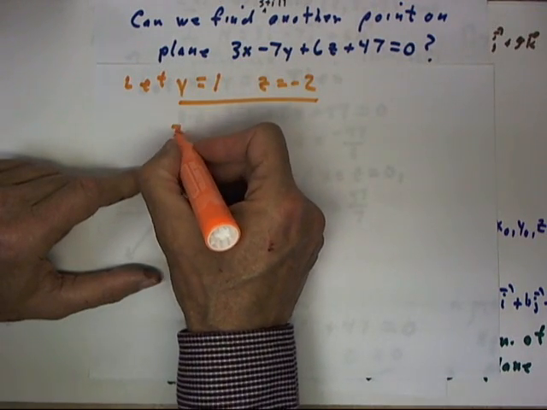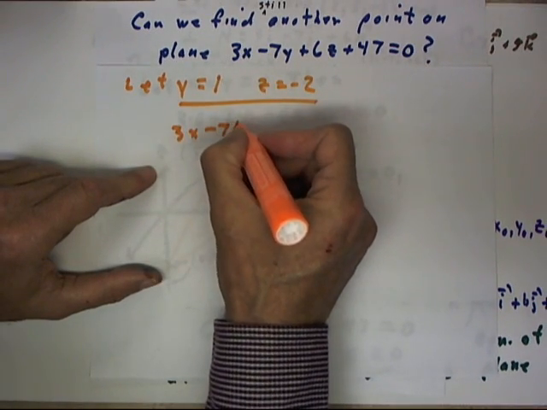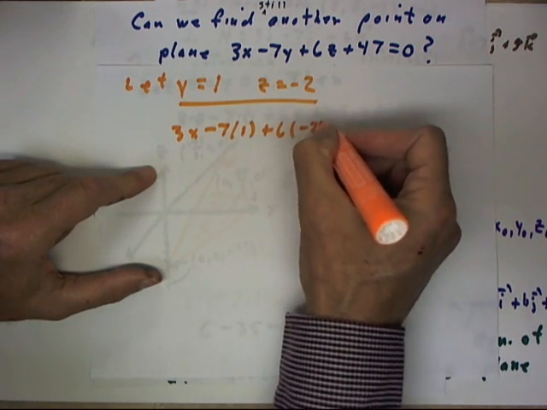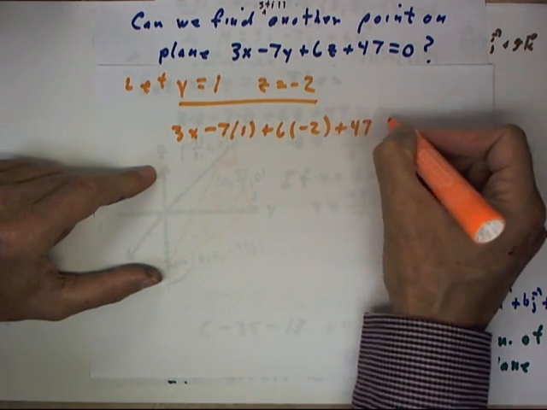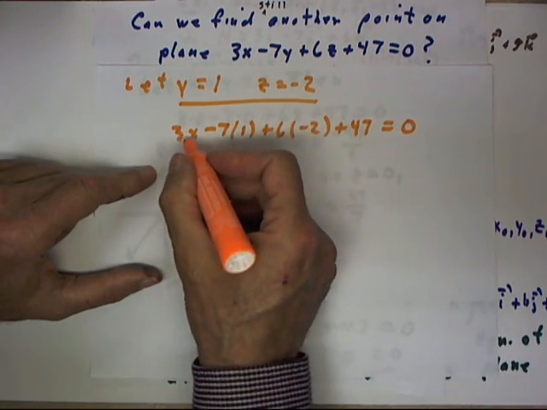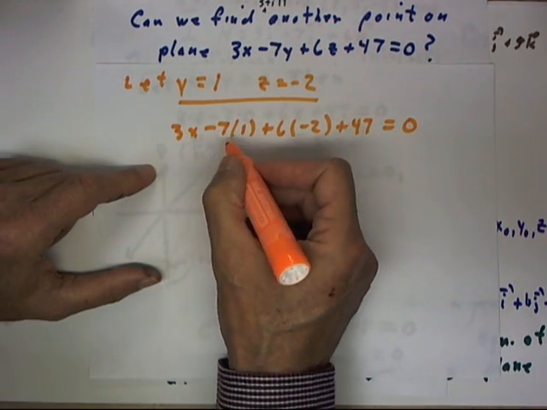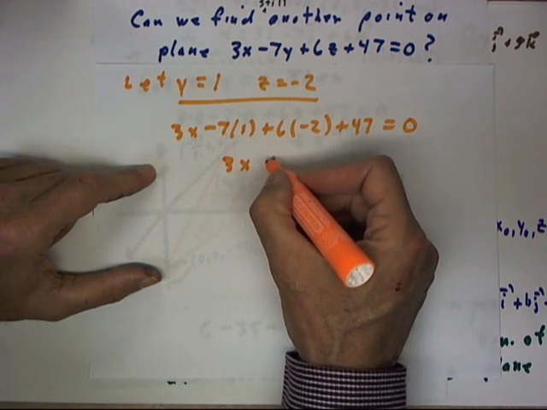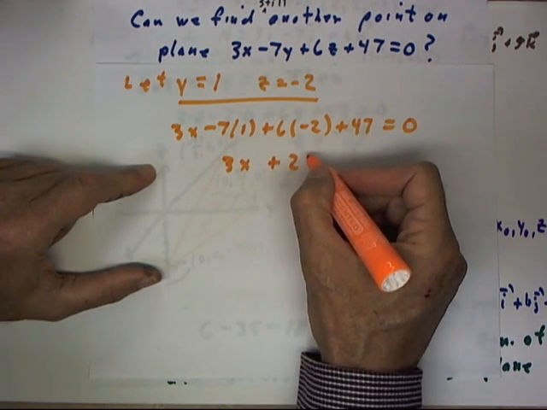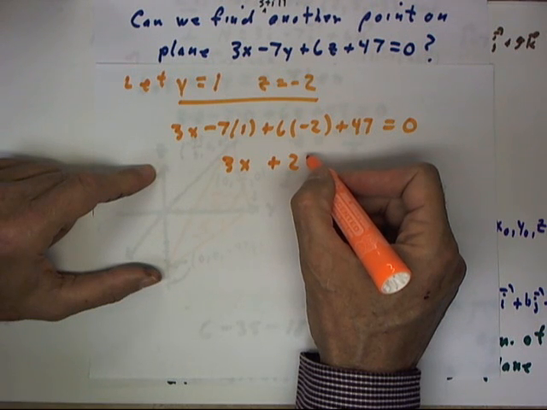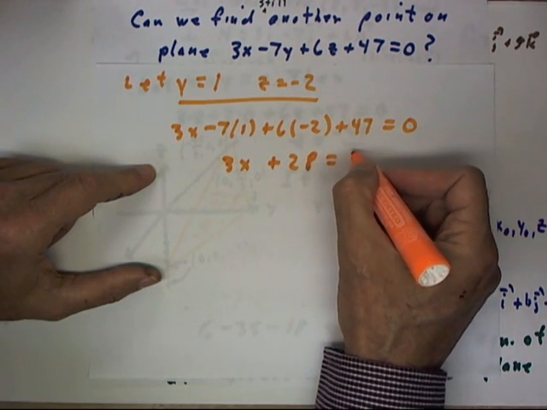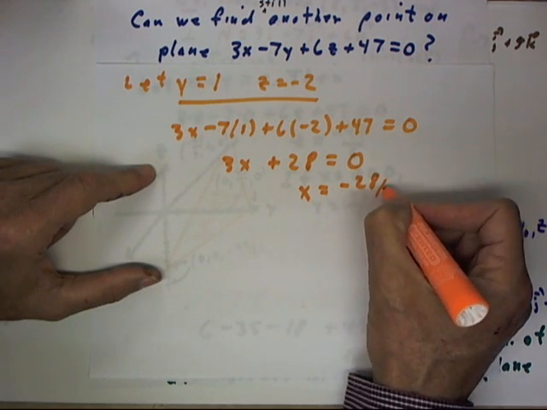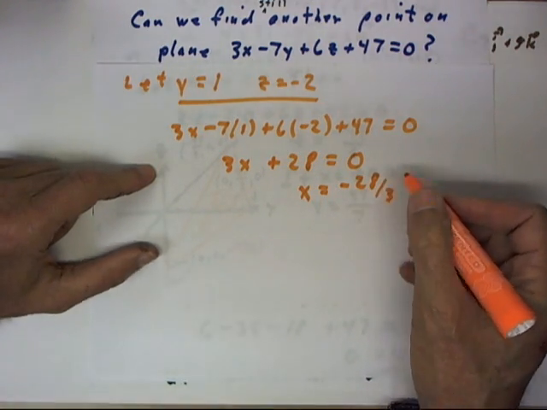Our equation becomes 3x minus 7 times 1 plus 6 times -2 plus 47 equals 0, which becomes 3x, minus 7 minus 12, so that's minus 29, and we end up then with 3x plus 28. It just doesn't come out a whole number, equals 0. We get x equals -28 thirds, about -9 1/3.